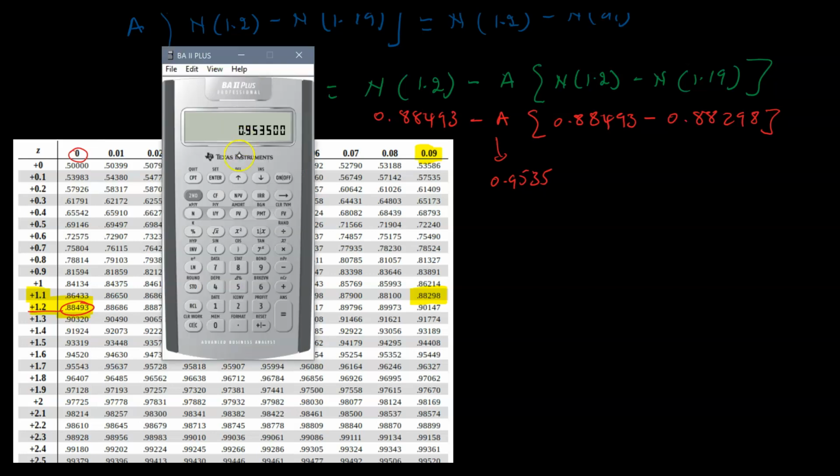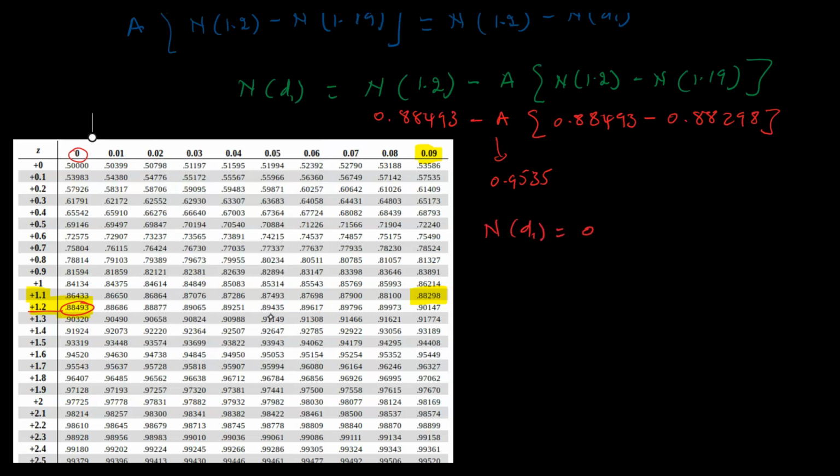And so let's pull our calculator here and do just that. We're going to do the bracket first. So 0.88493 minus 0.88298 equal, multiplied by 0.9535 equal, that gives us that. Well, we multiply that by a minus sign, and we add 0.88493 equal. So our ND1 is going to be equal to 0.883071. That's going to be our ND1.